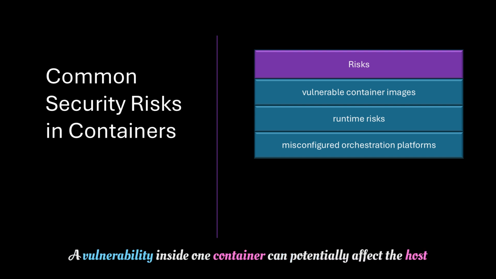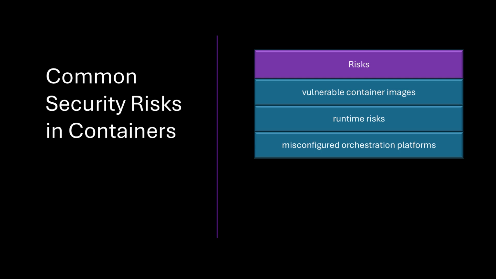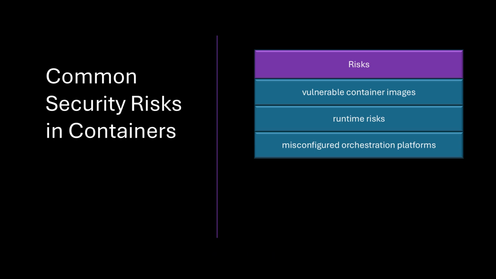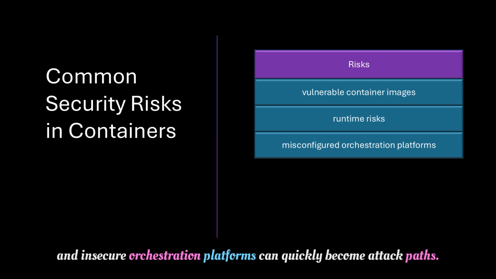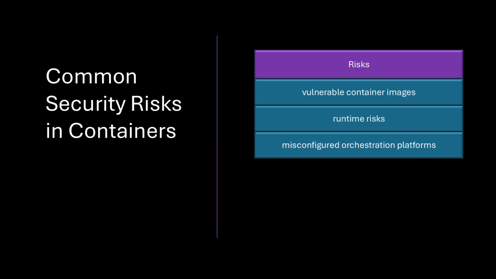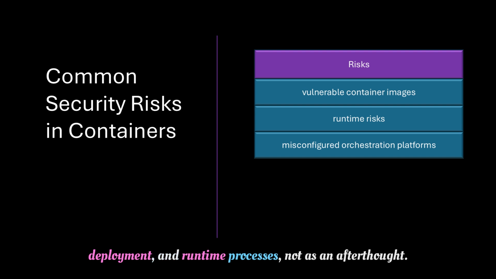A vulnerability inside one container can potentially affect the host or neighboring containers. Misconfigured container images, exposed APIs, and insecure orchestration platforms can quickly become attack paths. As a security leader, your job is to understand these risks and ensure that your teams treat container security as an integrated part of their build, deployment, and runtime processes, not as an afterthought.